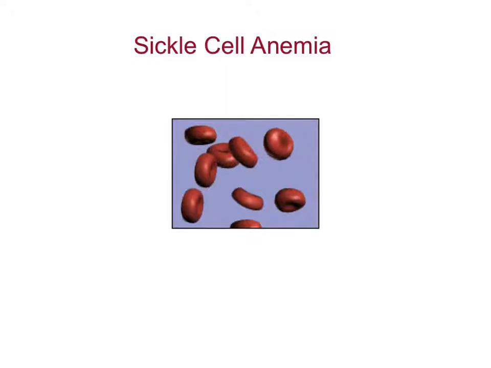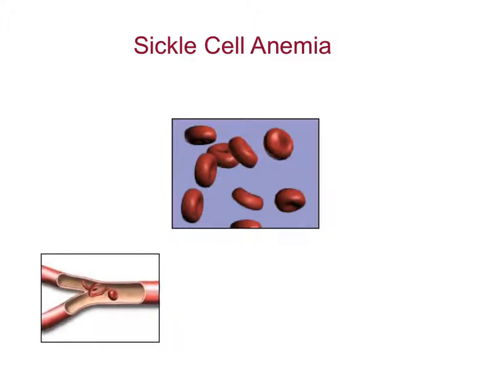An example in humans that is a point mutation is sickle cell anemia. This picture that you see here are normal red blood cells, and they sort of look a little bit like cherry lifesavers. They're round, and they have a dent in the middle. Well, with sickle cells, they are sickle-shaped, which is kind of a half moon.